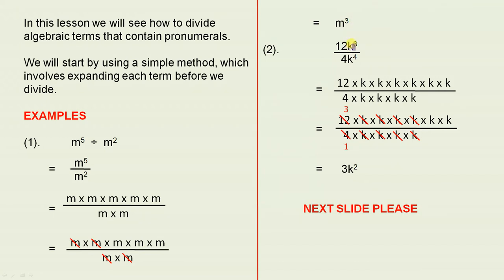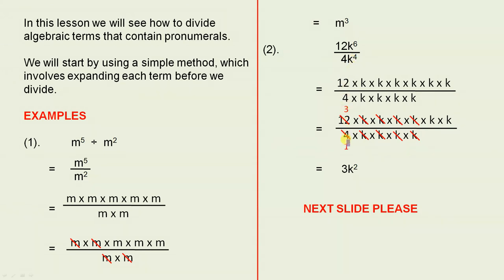Now 12k to the power of 6 over 4k to the power of 4. So there's the 12 and there's k to the power of 6. When you see the x, see that one there, that's just the multiplication sign. That's not a pronumeral. So we have 1, 2, 3, 4, 5, 6. So that's k to the power of 6. 1, 2, 3, 4. That's k to the power of 4.